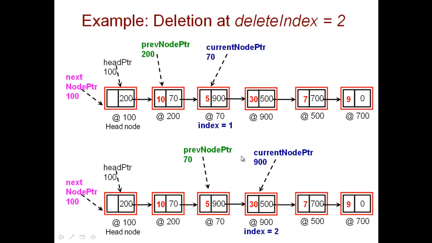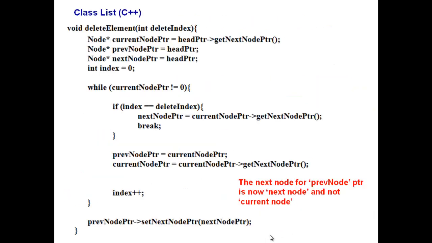Now what will happen is we check that current node pointer is not null. It is not null, so get inside the loop, and we see index equals delete index. So we have reached the node that we want to delete. If you look at the code inside the if block, this is the time for assigning the value for the next node pointer.